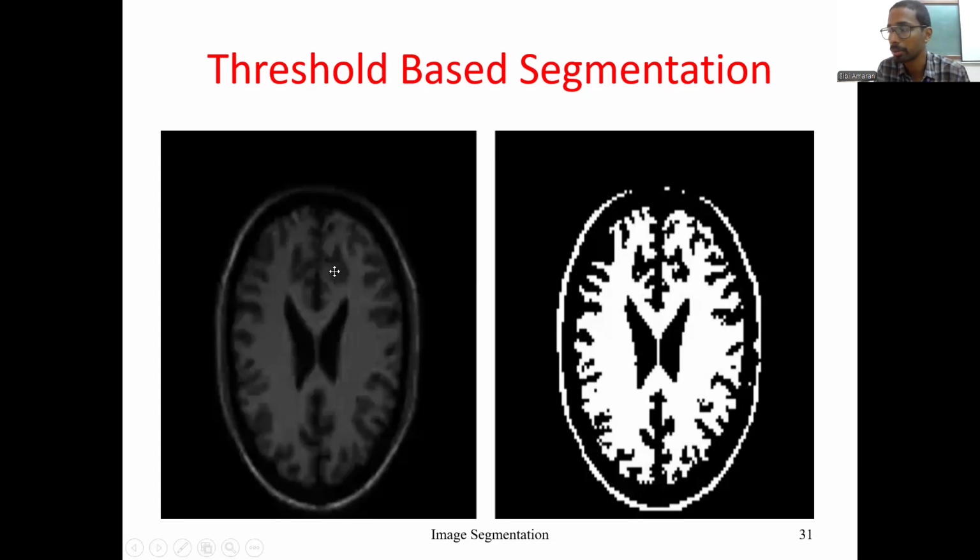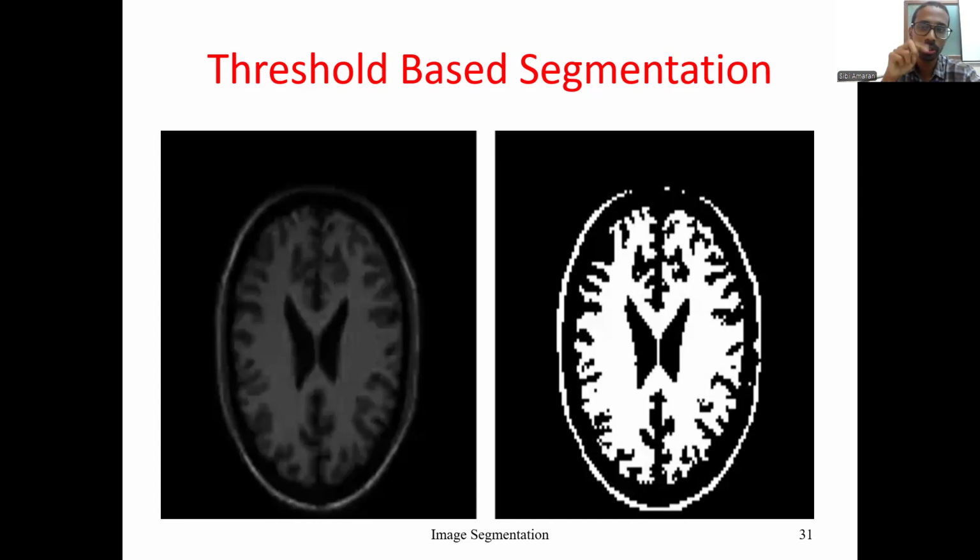So f of x comma y. But the problem here is that f of x comma y, this is the input, and the quality is not good. So I'm going to apply the degradation function here. Because there is some noise, I have to remove the noise. So I have to degrade this particular image. For that, the function will be g of x comma y.